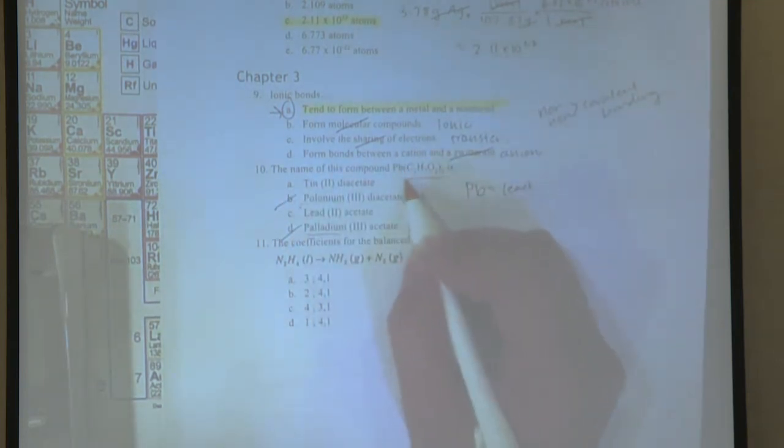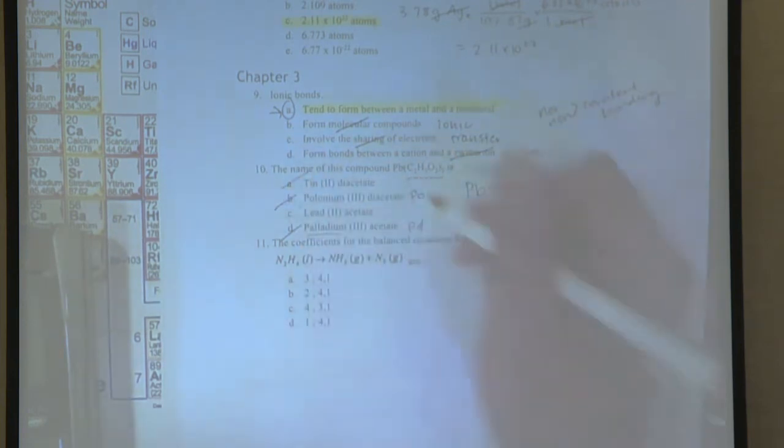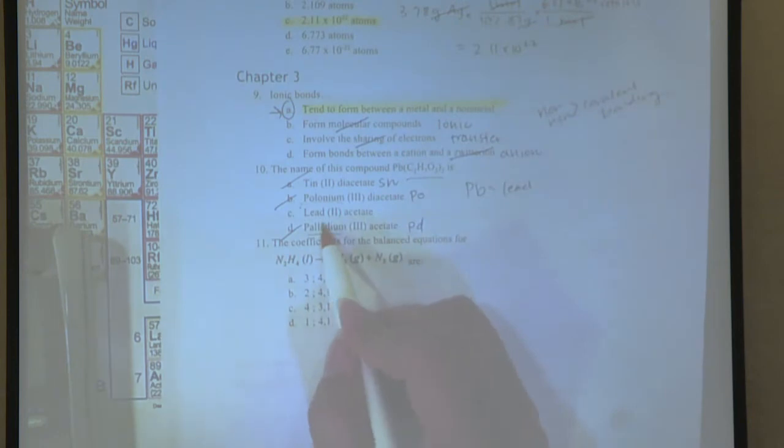And now they want you to tell them what this is right here. So we should know that this is the acetate ion, right? And, well, actually, I read that as lead. It can't be tin either. Tin is Sn, sorry. So this is the only one that makes sense, right? Good.